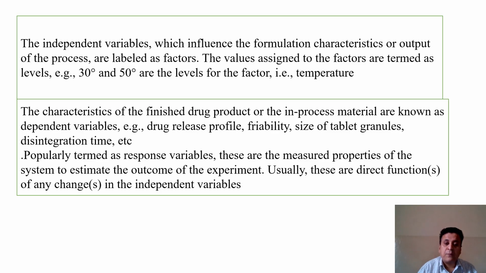जो हमें प्रोडक्ट बनाया, जो उसकी कैरेक्टरिस्टिक्स हैं, जैसे ड्रग रिलीज क्या आ रही है, उसकी फ्राइबिलिटी क्या आ रही है, टैबलेट ग्रेन्यूल्स का साइज कैसा आया, टैबलेट का डिस्टिलेशन टाइम क्या है. Now these are called as dependent variables. Popularly they are also called as the response variables. These are the measured properties of the system to estimate the outcome of the experiment. Usually these are the direct functions of any change in the independent variable.